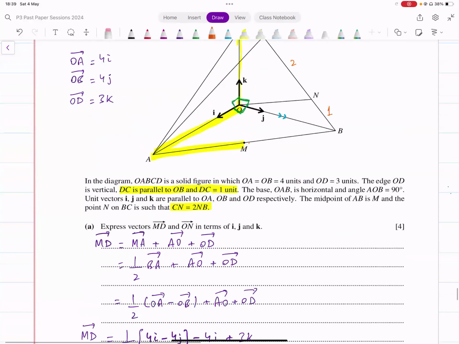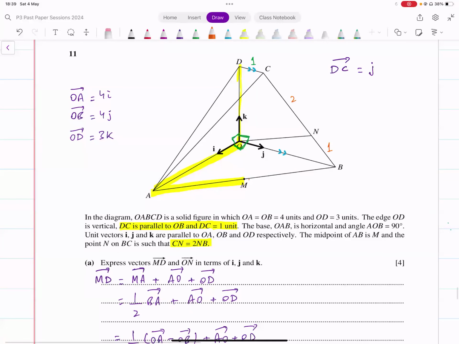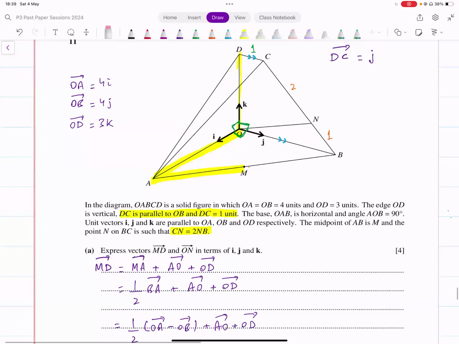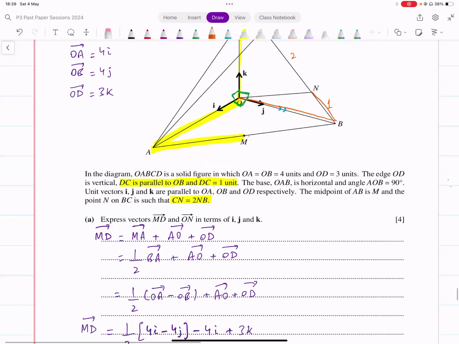Okay. All right, that's the vector MD. Now the other vector that we're looking for is ON. So we need to start at O and end at N. Now, what path can we follow for this? We can say, let's go from O to B and then from B to N. This is one possibility, right? Let's do that. ON vector equals OB plus BN. Now, OB is known to us, that is 4 times j. The problem is BN.